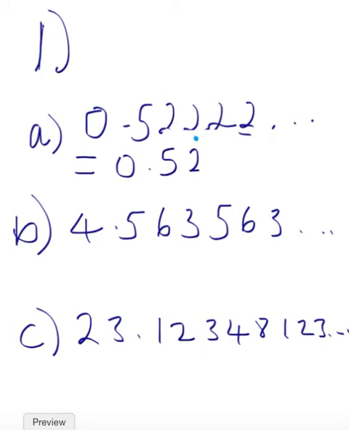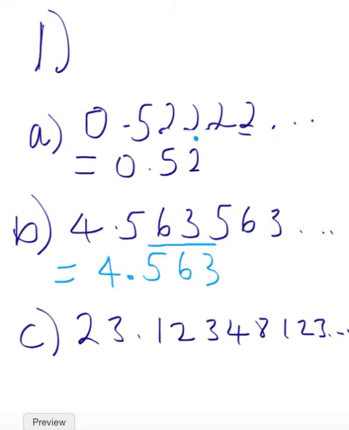With B, let's have a look. We've got 4 point and now 563, 563, we can see a pattern. So we'll write down the 4 decimal point and then write down the numbers once that are in the pattern. We have 5, 6, and 3. We stop there, and because there is more than one number, we just do a line above all 3, and that is saying it will repeat itself over and over and over again.